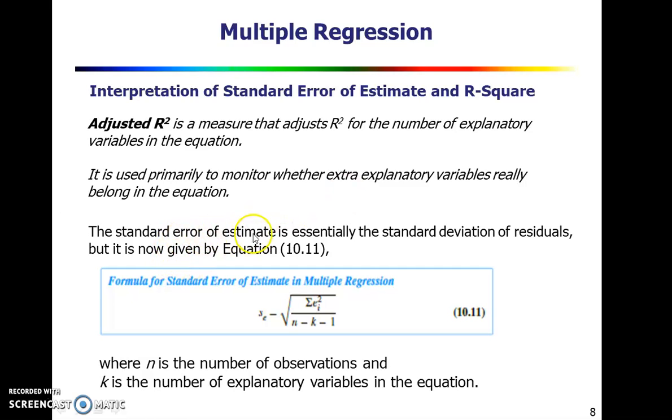And the standard error of estimate is essentially the standard deviation of residuals, but it is now given by this equation. Here the formula for the standard error of estimate in multiple regression is given, where n is the number of observations and k is the number of explanatory variables in the equation.